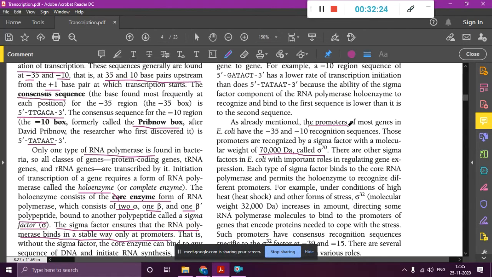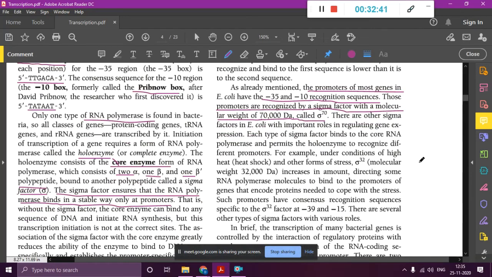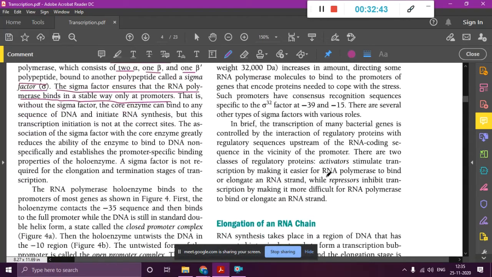The promoters of most genes in E. coli have the -35 and -10 recognition sequences. So these promoters are recognized by a sigma factor with a molecular weight of 70 kDa. So let us read only this part itself.